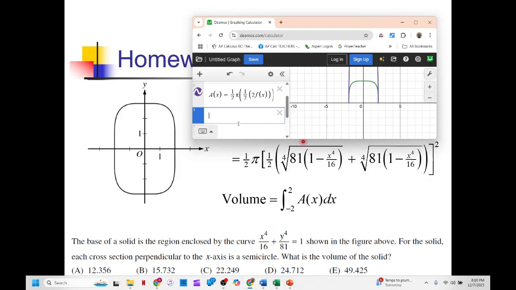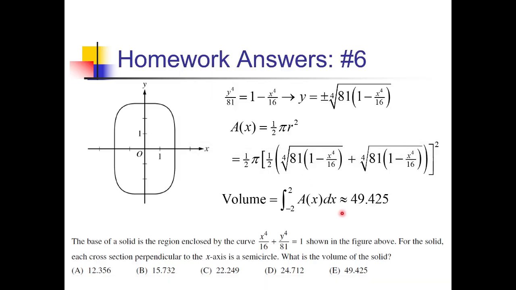So let me do my integral now from -2 to 2 of a of x dx, and this is a -2 down there, and that comes out to 49.425. Does that match an answer choice? It sure does. Answer choice E.